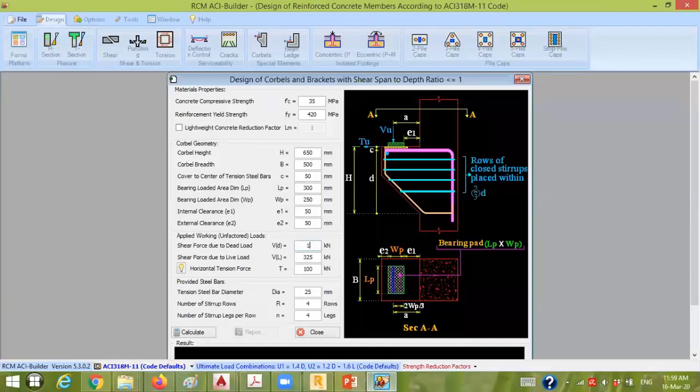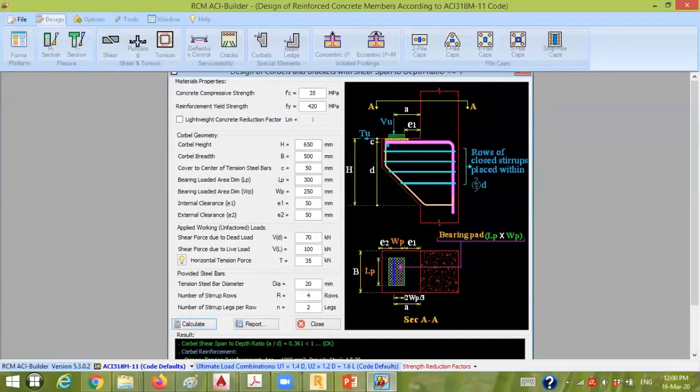Can take here 100 due to live load and 70 here. T usually is 160, so 170 times 0.2, we have 34 or 35, 20% of the ultimate. Diameter of the bar, maybe 20. Number of stirrups row, number of legs per step. Let's try this to calculate.